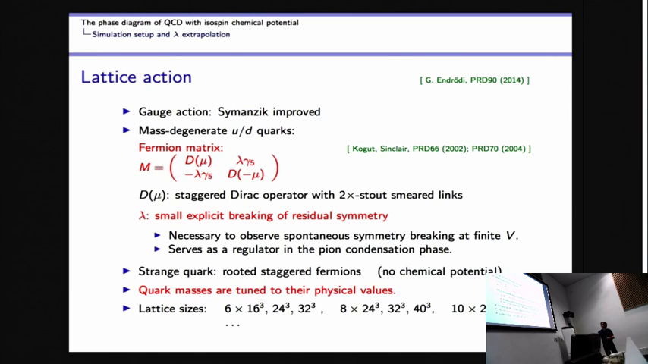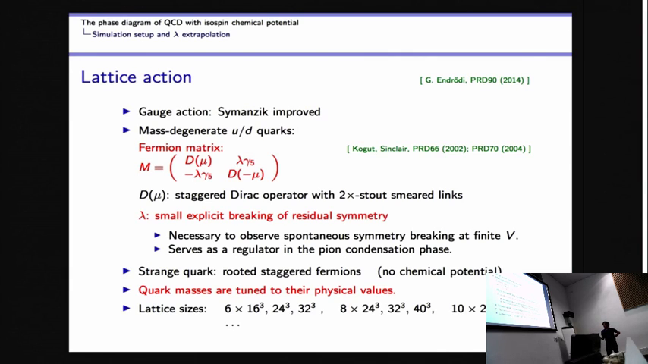These off-diagonal elements are basically introducing a small explicit breaking of the residual symmetry. This is necessary to observe the spontaneous symmetry breaking in a finite volume. It also serves as a regulator in the pion condensation phase, where we have this Goldstone mode, meaning that we are accumulating near or exact zero modes in the case of infinite volume, of course.